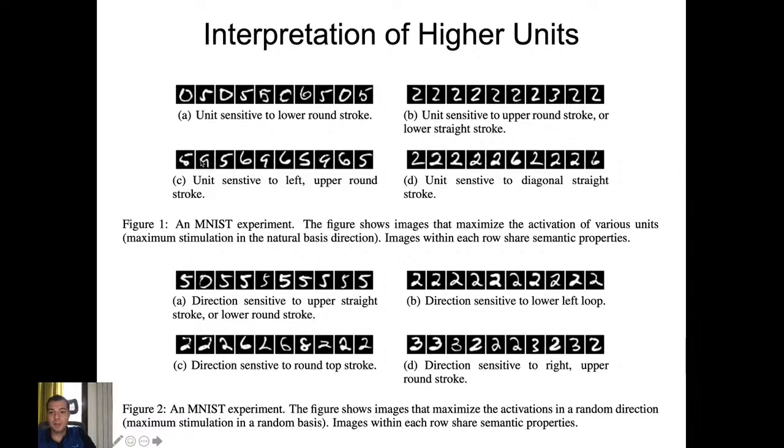So it's this part here, right? It could be a 5 or a 9 or a 6. So it's a round stroke in the upper left, and another unit that is sensitive to a diagonal straight stroke, and so on. So you will find that these different units are sensitive to these specific features, which is kind of interesting. But what is more interesting is that they found, okay, let's take these units, do a random combination of them, right? So you just make a random transformation of the units, a random linear transformation, and then you will find that these linear combinations are also sensitive to some specific patterns.